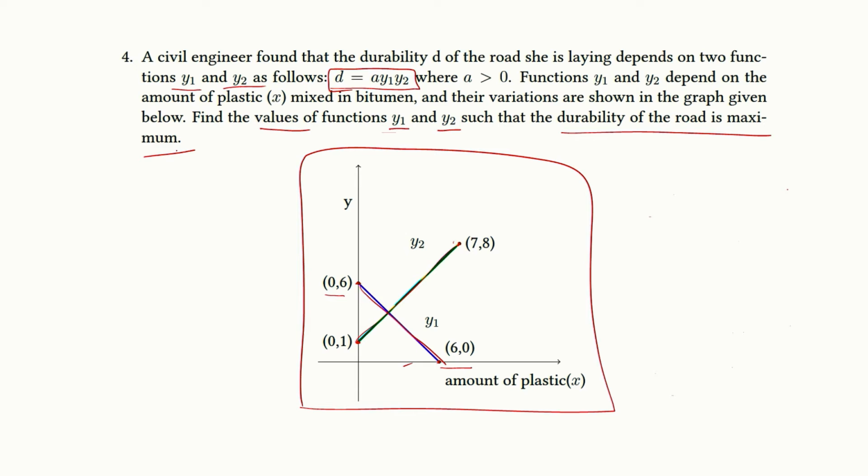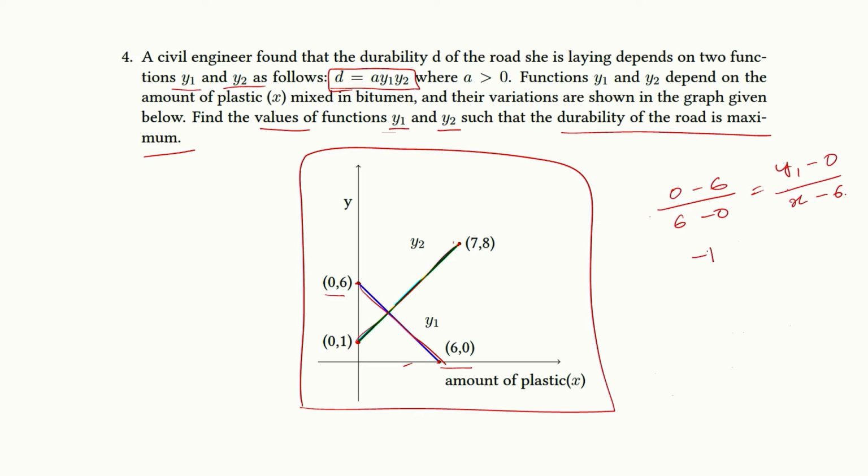So let us find the equations of y1 and y2 with respect to x. We have 2 points through which y1 passes. If you use the 2-point form, we can calculate the equation of y1, which is (0 minus 6) divided by (6 minus 0) equal to (y1 minus 0) by (x minus 6).